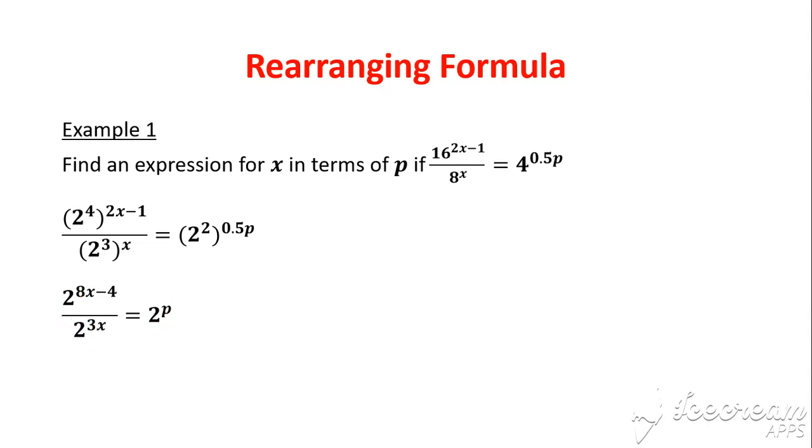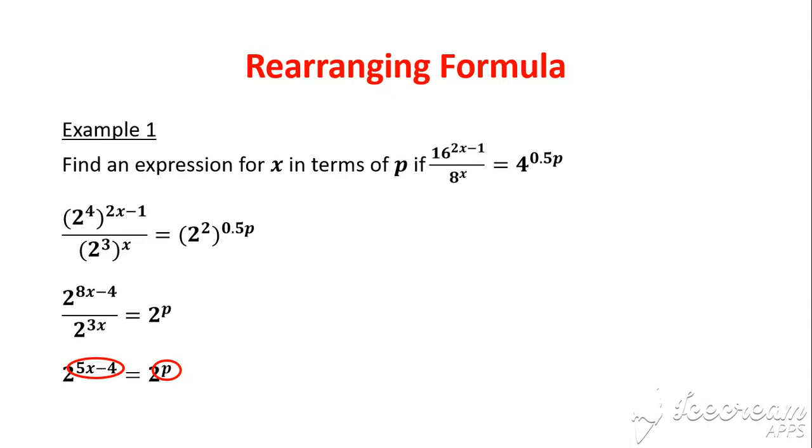So the next step is to remember when we have a number raised to a power divided by a number raised to a power, we can subtract the powers. So we're going to go 8x minus 4, subtract 3x. 8x minus 3x is 5x, and we have 5x minus 4. So we have 2 to the power of 5x minus 4 is equal to 2 to the power of p. Now when we've got it down to this stage, we've got 2 to the power of something equal to 2 to the power of something.